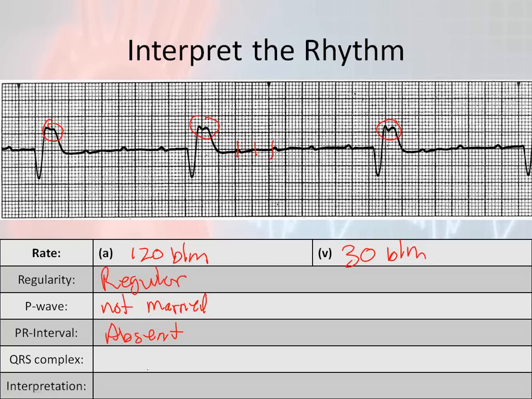My QRS complex is actually wide and bizarre looking. If I were to try to count the actual milliseconds of the QRS complex, I'm going to use my first one over here. I'm going to say that my QRS complex begins right here. It ends up here. That's going to tell me that my QRS complex is actually 0.16 seconds, which is very wide. Based on all this information, that would give me my interpretation.